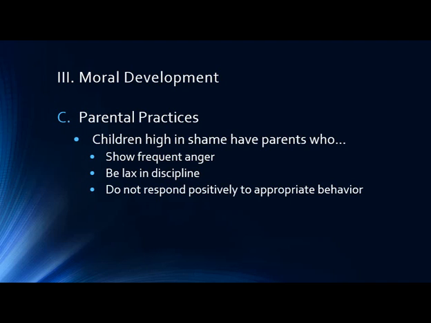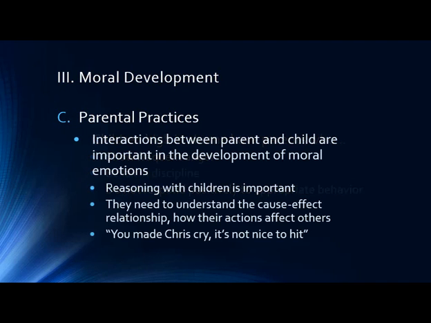Any questions about this so far? So interactions between parent and child are important in the development of moral emotions. Reasoning with children is important. They need to understand cause and effect relationships and how their actions affect others. And this is, I think, really one of the most important things to understand about appropriate development, is kids need to understand why they're supposed to do things or not do things.